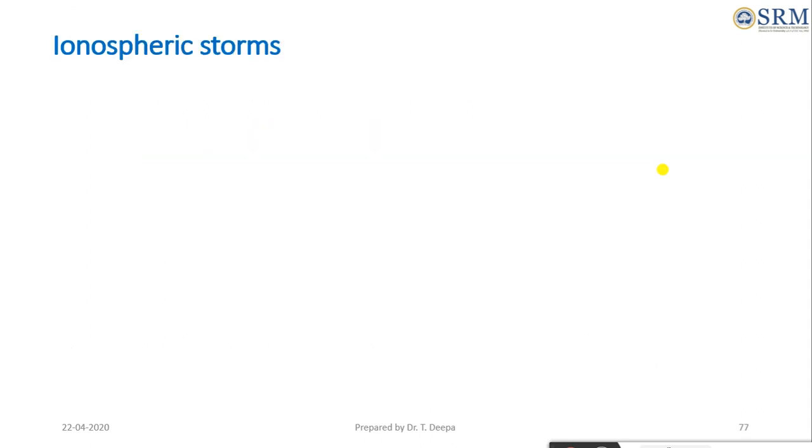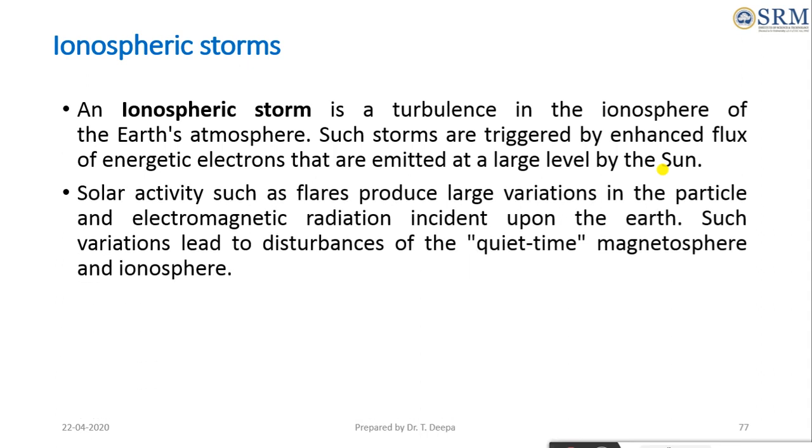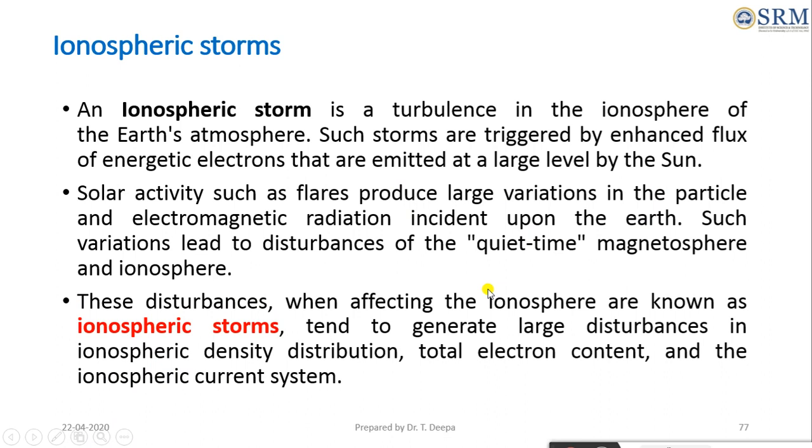The next term is called ionospheric storm. So what is an ionospheric storm? It is a turbulence in the ionosphere of the Earth atmosphere. Such storms are caused by disturbance in the Earth magnetic field and the 27-day cycle of the sun. The flares on the sun produce large variations in the particle and electromagnetic radiation incident upon the Earth. Such variations lead to disturbance. So these disturbances, when affecting the ionosphere, are known as ionospheric storms. This tends to generate large disturbance in the ionospheric density distribution, total electron content and the ionospheric current system.